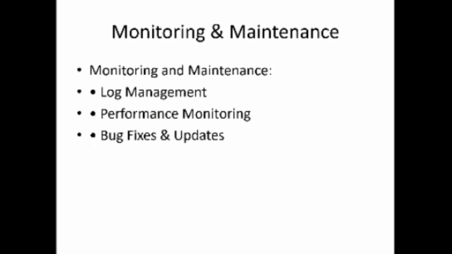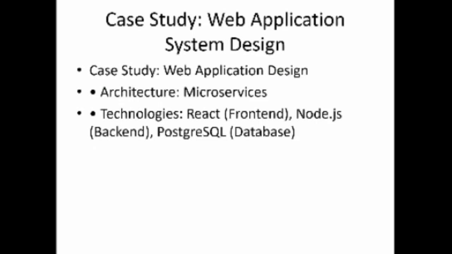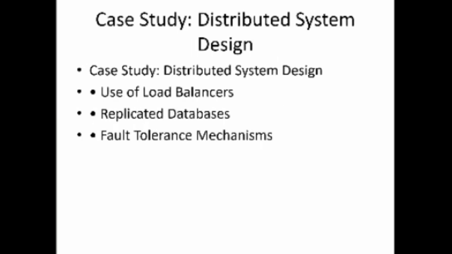Monitoring and maintenance. Monitoring and maintenance are very important for future development. Log management. We need to manage the logins and logouts through the databases, and the performance monitoring. We need to monitor the performance of the model or a prototype. Next, bug fixes and updates. Case study: web application system design. Architecture: microservices. Technologies: React is the front end, and Node.js is the back end. PostgreSQL is the database.